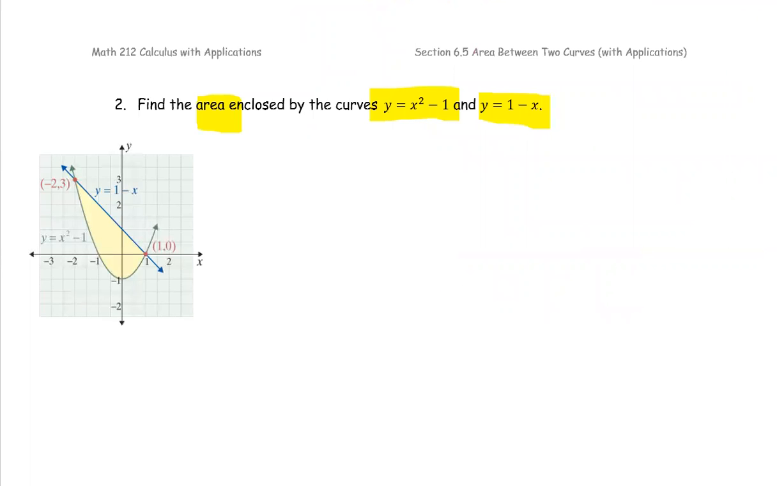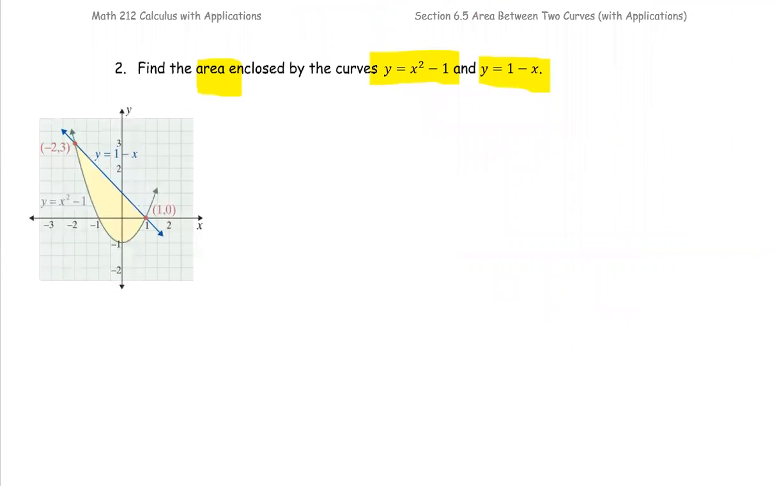Another way to verify where the graphs cross or intersect is that we have to identify the left end and the right end of the bound, or find the interval AB. As you notice, for number two, no closed interval is provided. So for this case, we have to find the intersection points.